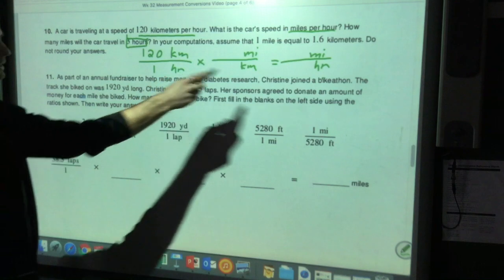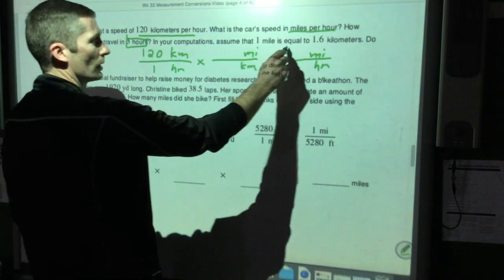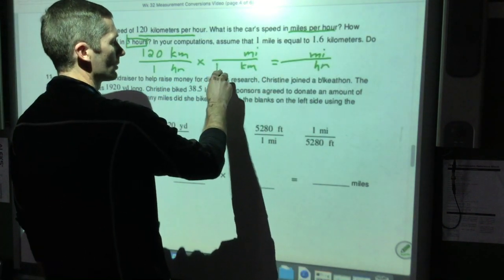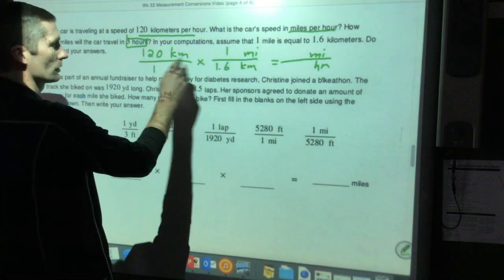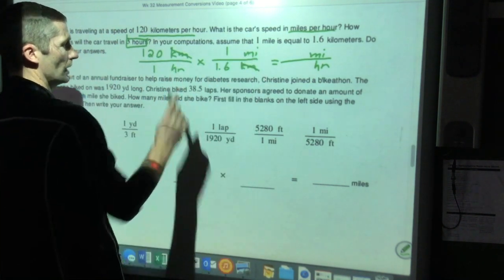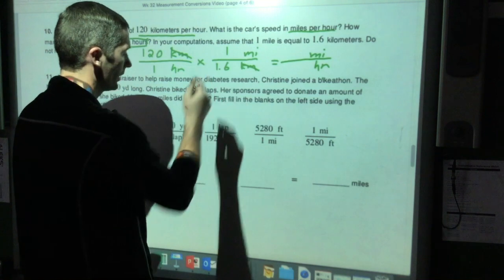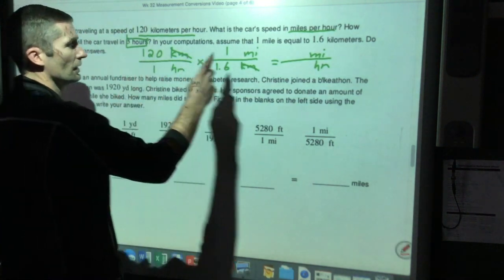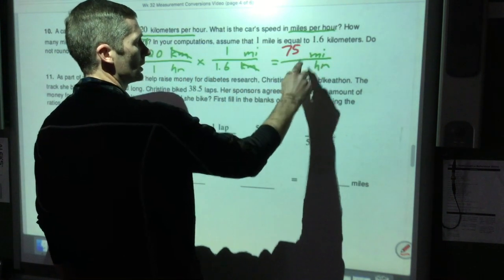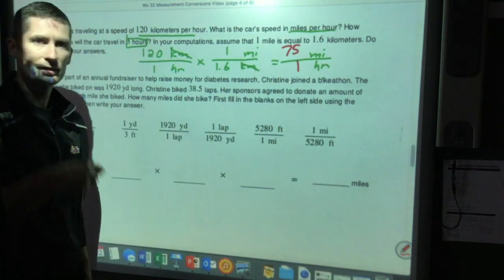Okay, so to do that, oh, it says how many in 3 hours. Okay, first let's figure out 1 hour. Assume that 1 mile is equal to 1.6 kilometers. So we can cross that out and we're left with miles per hour. 120 divided by 1.6 is 75. You can look that up later if you want. 75 miles in 1 hour.